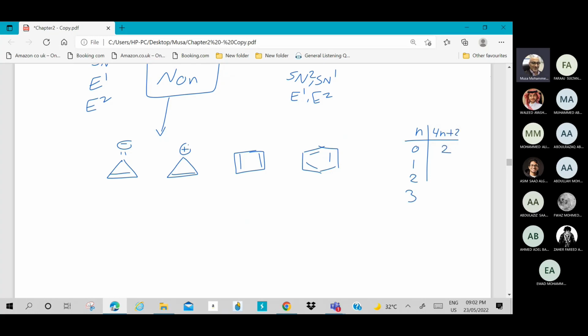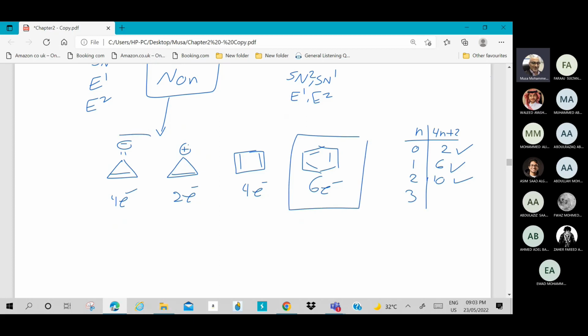So here we have 2, here we have 6, here we have 10. So if we have 2 or 6 or 10 electrons, we call the system aromatic. So quickly, these systems: this is 6 electron, this is 4 electron, this is 2 electron, and this is 4 electron. And now we can simply say that this one and this one are aromatic, and these are anti-aromatic. They are planar but do not follow the 4n plus 2, which is Hückel's rule.